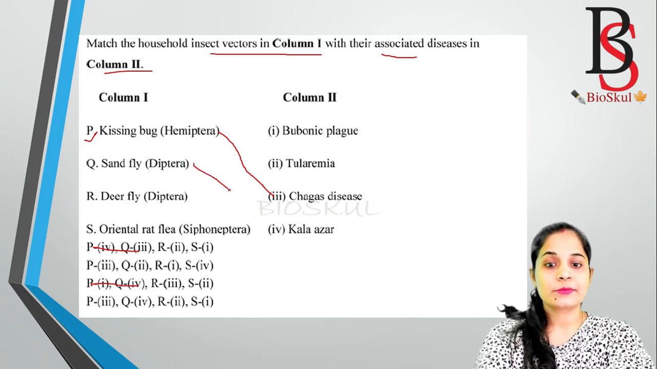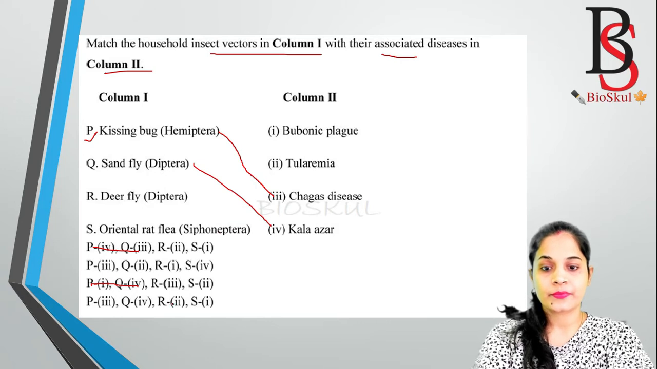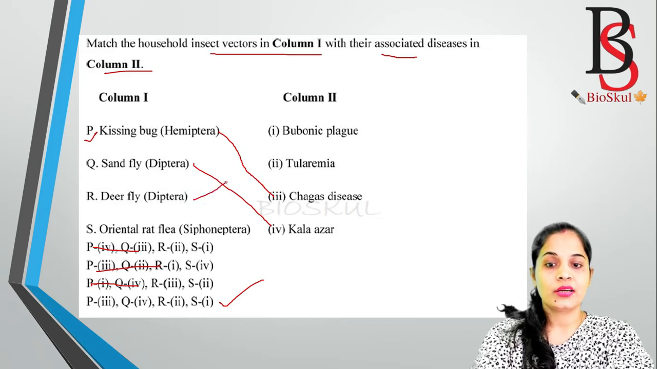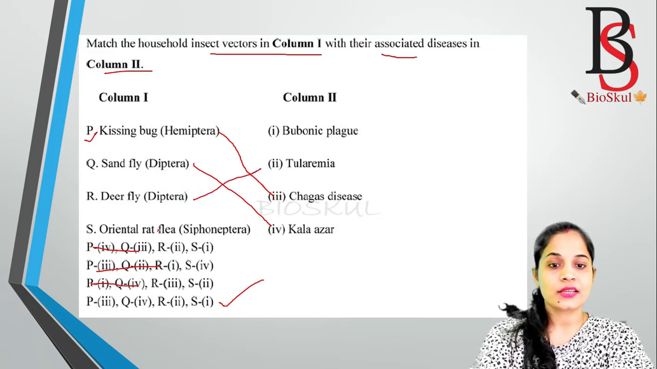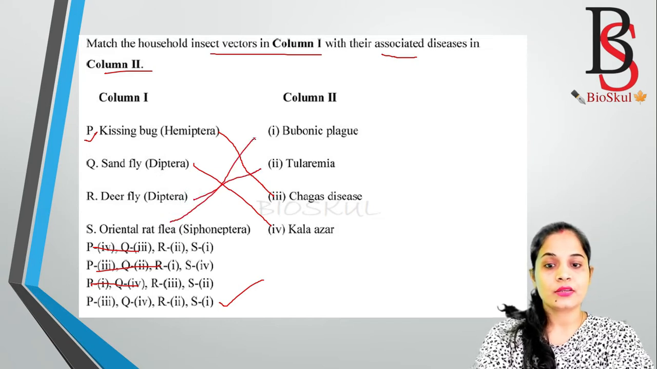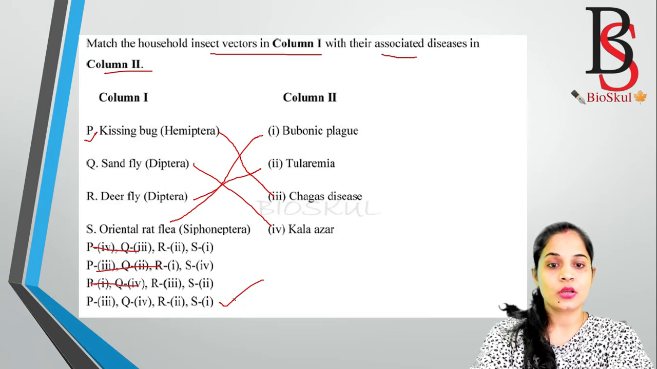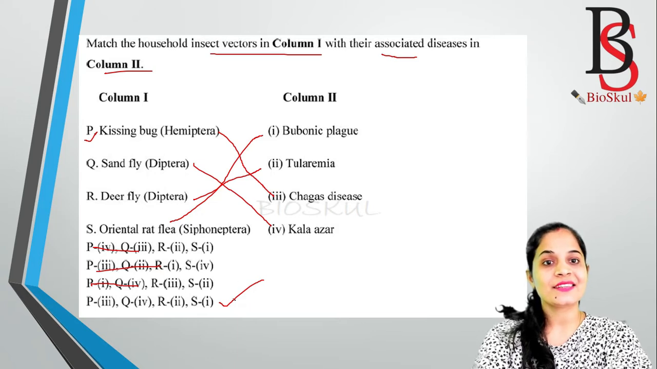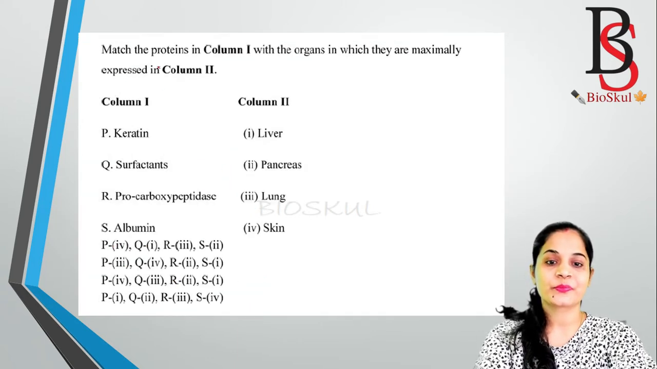Sandfly, it is the Leishmania. It causes kala-azar. So Q is 4. P3, Q4. So the correct answer will be option 4. Deer fly causes the disease tularemia, and the oriental rat flea causes bubonic plague. So the correct answer is option 4.